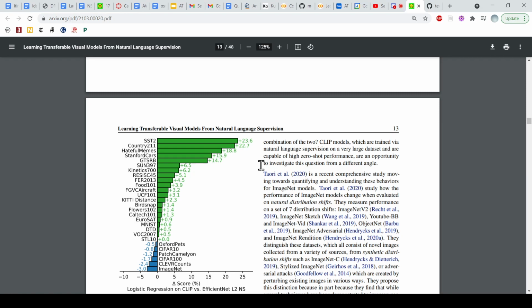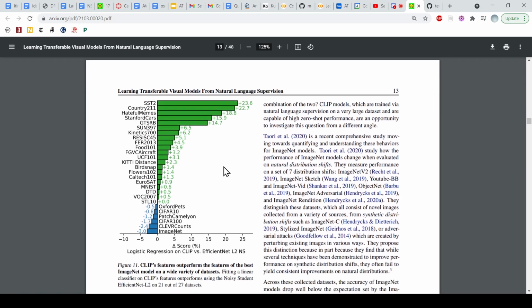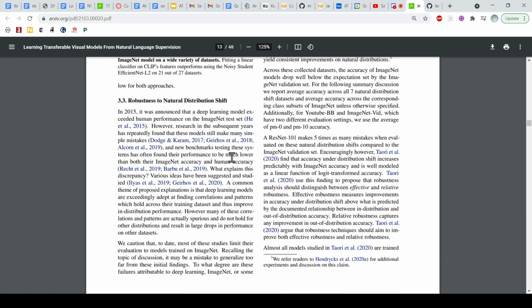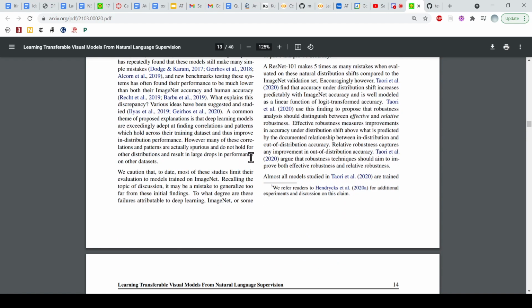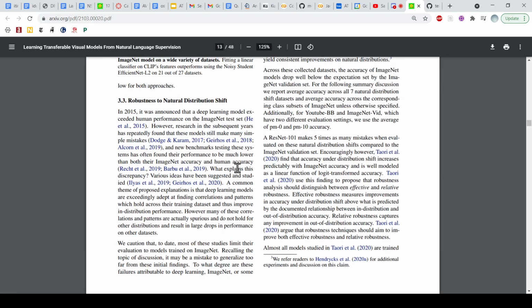Let's see. What else do we want to talk about with this? They talk about how well it generalizes, and that's cool.